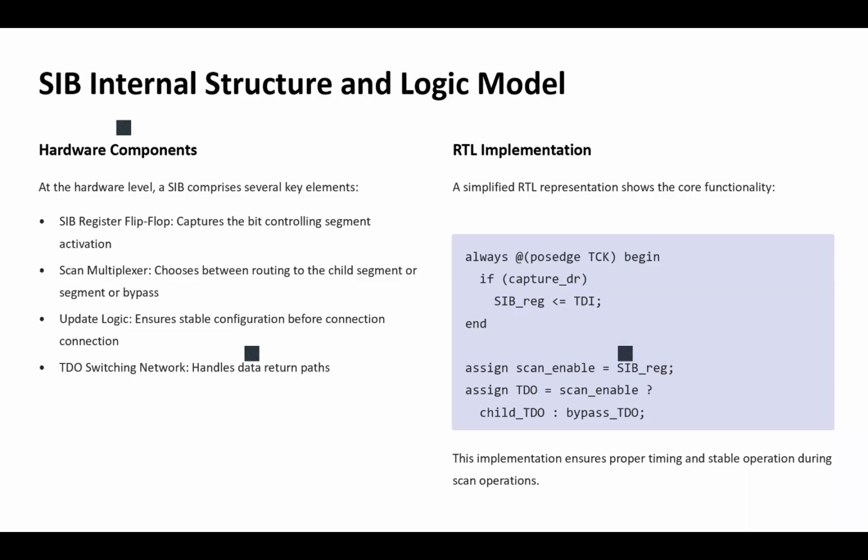captures the incoming bit into the SIB, and it happens on the rising edge of the test clock. The second part defines a wire, the scan enable, that activates based on the stored SIB bit. And finally, the TDO, the output, is conditionally selected. So if scan enable is 1, the scan path goes through the child segment. Otherwise, it bypasses the TDO. So this simple model shows how selective scan routing is implemented in silicon using just a few logic gates.